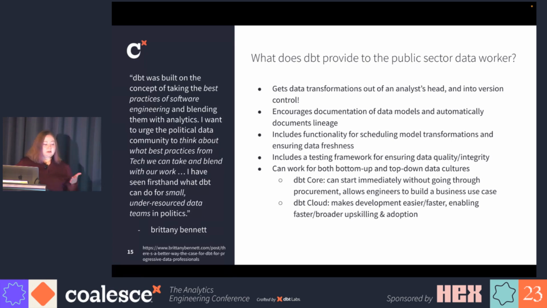If you have a bottom-up data governance culture, DBT Core is going to be a good option because you can start building today. It's open source. And you can slowly build up your business use case and demonstrate the value to leadership. That's what we did. And if you have a top-down culture with management that supports DBT, then DBT Cloud is going to make that whole development and transition process easier and faster and speed up the widespread adoption of DBT and facilitate any upskilling. So either way, you're covered.